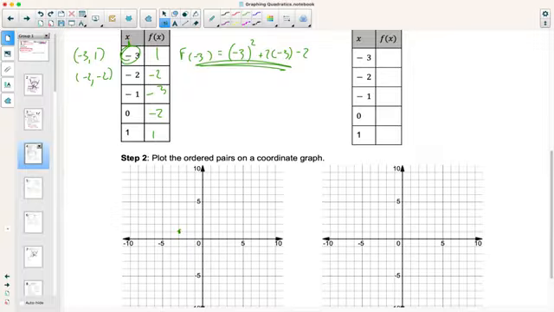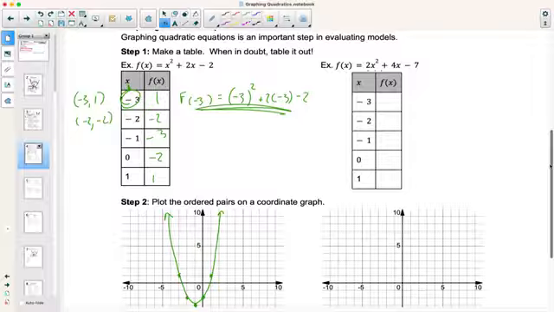And then we have negative 2, negative 2. And then we have negative 1, negative 3. And then we have 0, negative 2. And then we have 1, 1. So that's our parabola. We can see it. So draw it in. It's a curve. Okay, it's not a point down there at the bottom in the vertex. It's a curve. All right, next one, same thing.